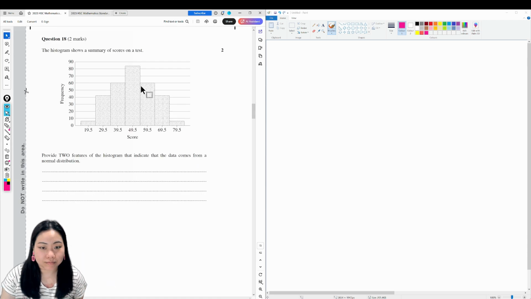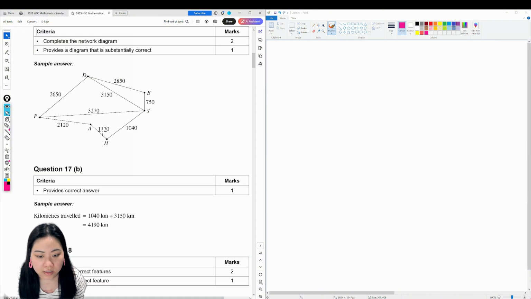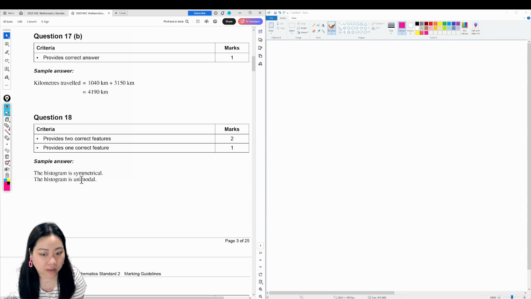Question 18. The histogram shows a summary of scores on a test. Provide 2 features of the histogram that indicate that the data comes from a normal distribution. It's normal because it looks very symmetrical. That's one feature, that it's symmetrical. And the other one is that there's only one hump. A unimodal distribution of scores. So it has one mode, unimodal. There's just one peak. Let's see what they say. 18. The histogram is symmetrical and it's unimodal.